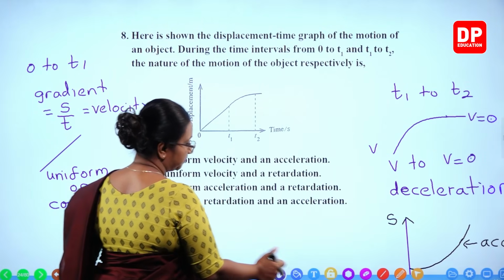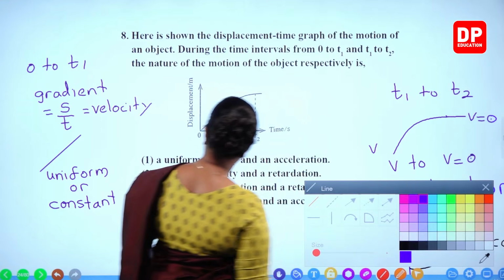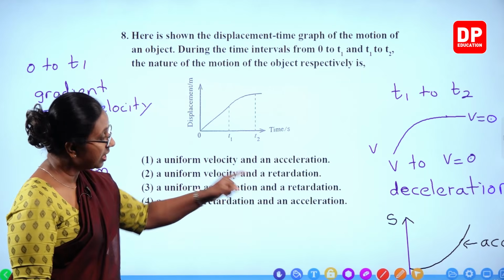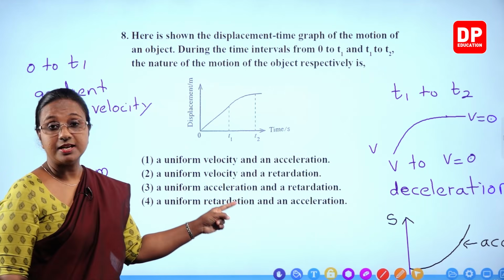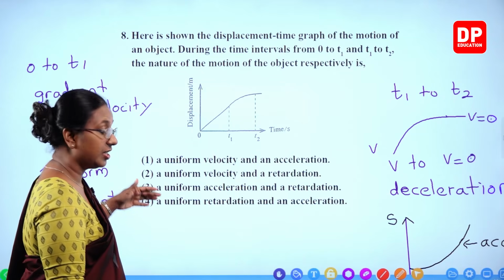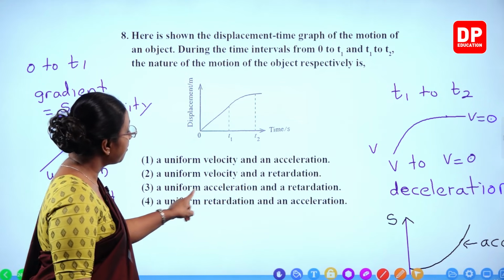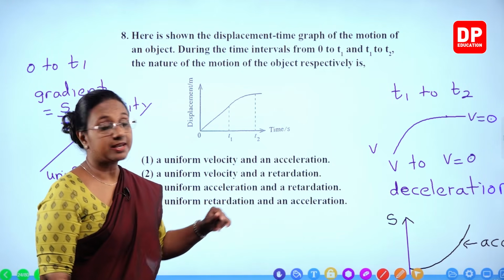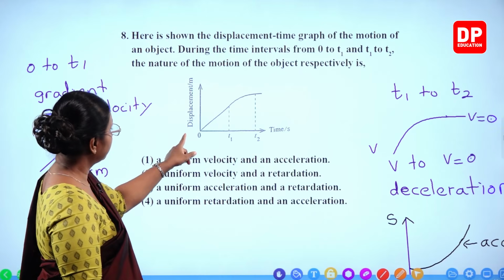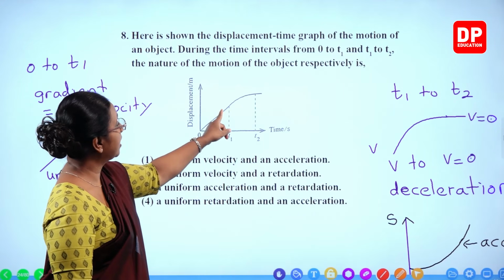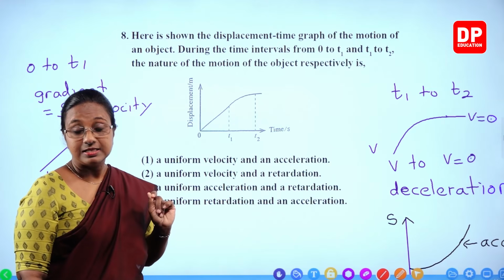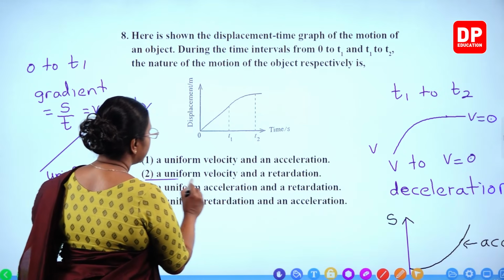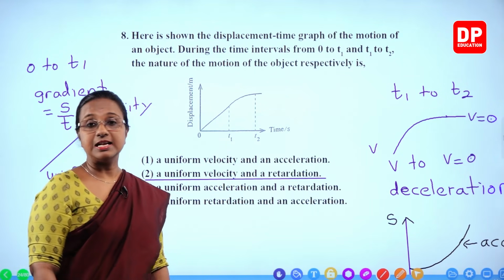Now if we look at the answers, second one, a uniform velocity and a retardation. Like I told you all, deceleration means retardation. Another name for deceleration is retardation, retarding, decreasing. A uniform acceleration and a retardation, no. A uniform retardation and an acceleration, that is also not correct. So we saw that this part is uniform velocity, this part is deceleration or retardation. So the answer is the second one, a uniform velocity and a retardation.